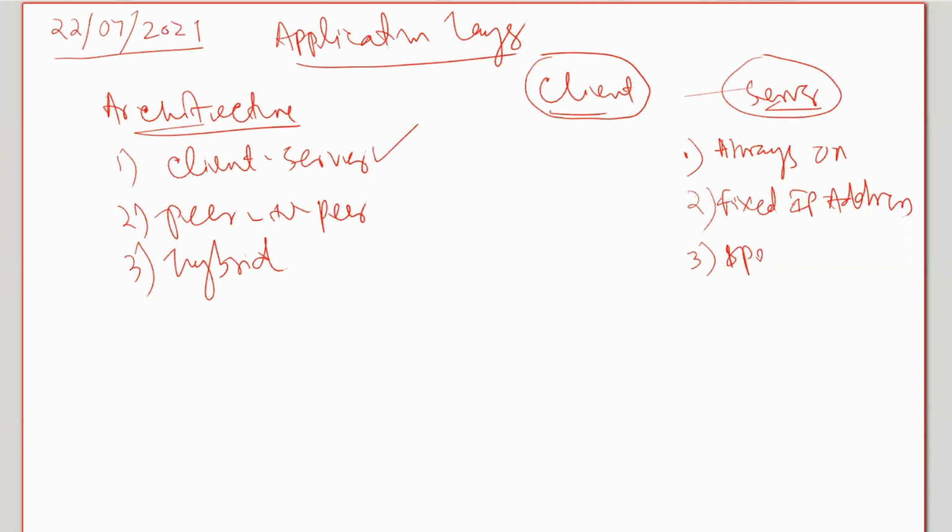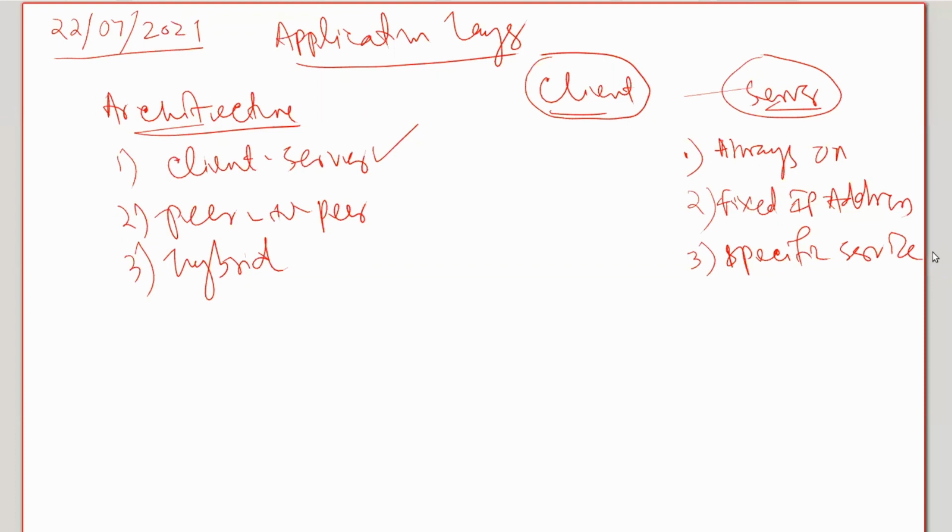What I mean by specific service: if it is facebook.com, whatever service the Facebook server provides. If it is gmail.com, it is a different service. So from server to server, a different type of service is provided. The server should be designed in such a way that the requisite specific service is given to the respective client. These are the three most important properties of a server as far as the client server architecture is concerned.